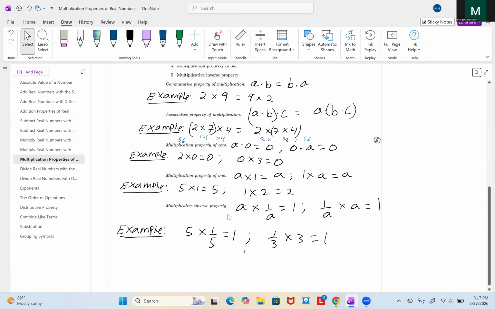Multiplicative inverse property states that A times 1 over A is equal to 1. And 1 over A times A is equal to 1. So this property states that when you multiply a number to another number, if their product is 1, then the numbers are multiplicative inverse of each other. So the multiplicative inverse of A is 1 over A. If you multiply the two numbers together, the product is 1.